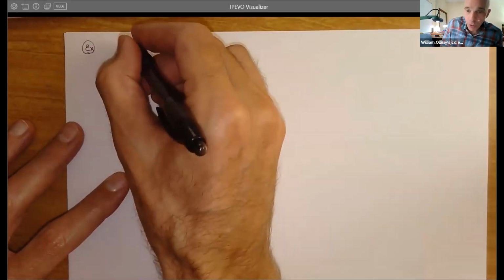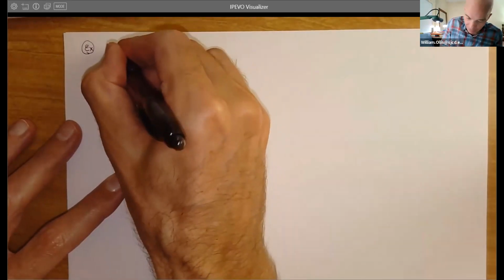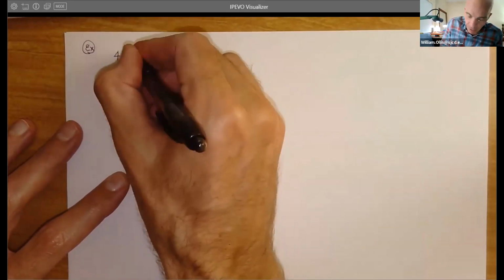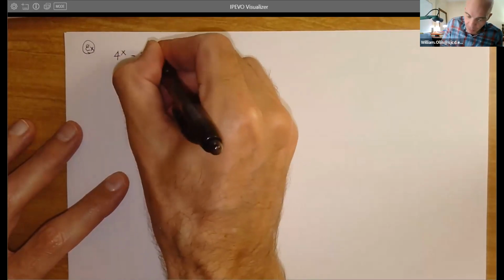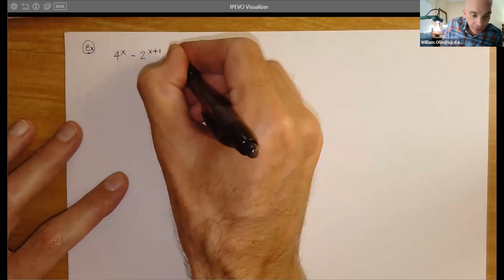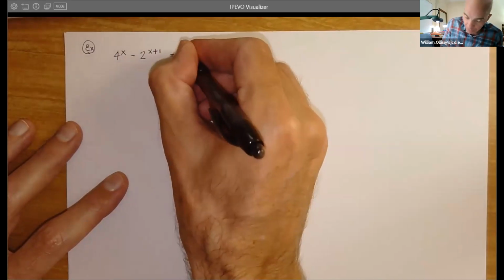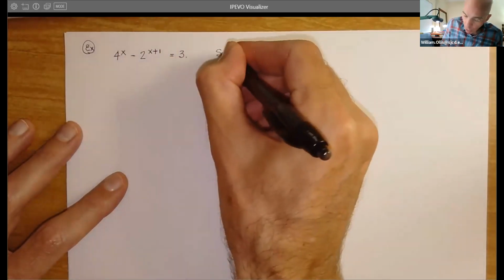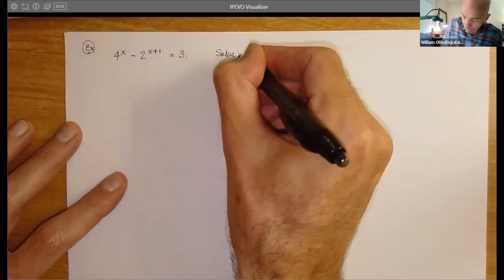So we have 4 to the x minus 2 times 2 to the x plus 1. So these are exponential functions, equals 3. And we want to solve in the real numbers.